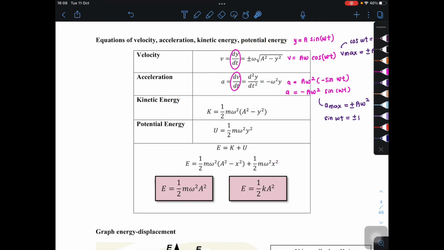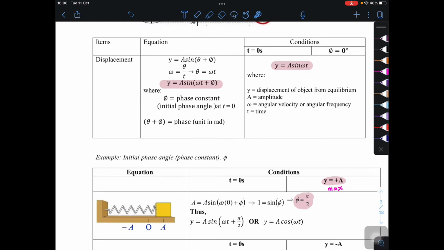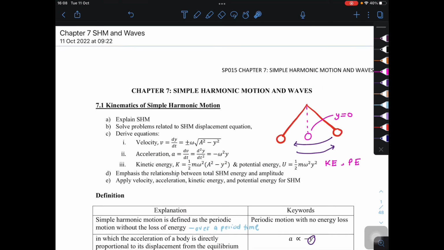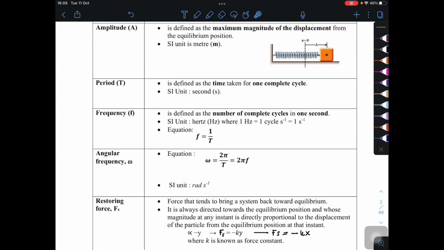Okay, next one, let's look at the equations of velocity, acceleration, kinetic energy, and potential energy. So dalam learning outcome kita ada, let's look at the learning outcome again. So learning outcome yang ketiga, you should be able to derive equation of velocity, acceleration, and kinetic energy. So kamu kena tahu macam mana nak derive equation dua ni. Yang paling penting lah dua ni, velocity and acceleration. How can we derive this equation?